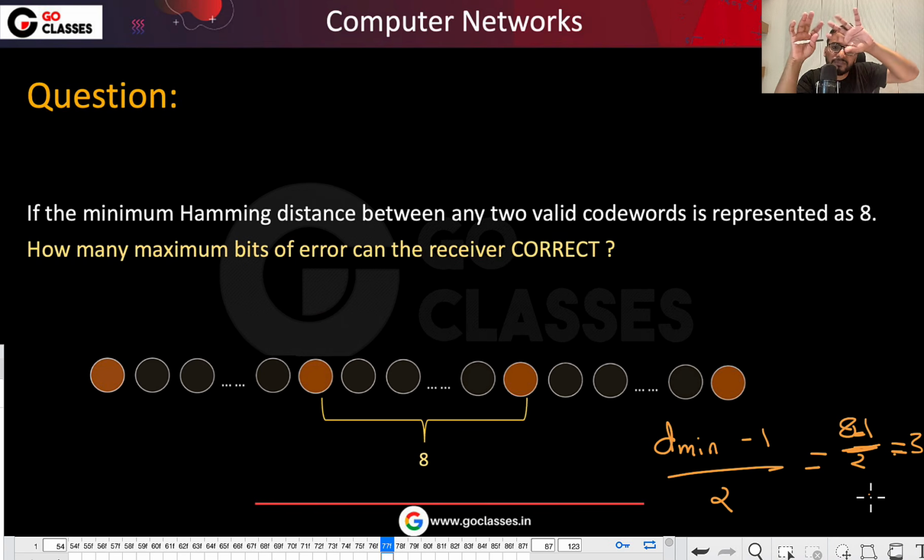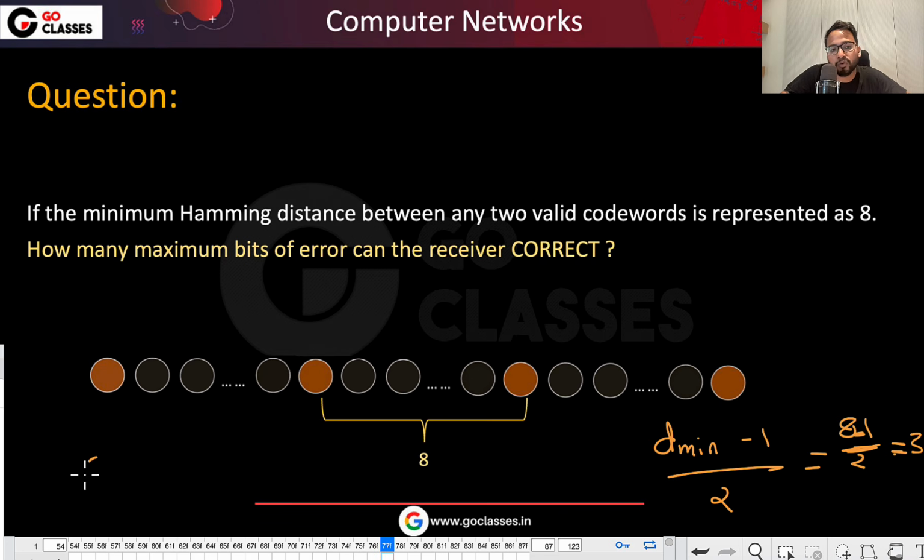So how many bits can you correct? For that you need to have separation, which means divide by 2 will come. Divide by 2 means the number of invalids you need to separate. So you need to divide the number of invalids into equal parts, and the number of invalids will be distance minus 1. Otherwise you can make a diagram, and for a small number you can check what to do. Then you can answer for 8 or 15 or whatever.